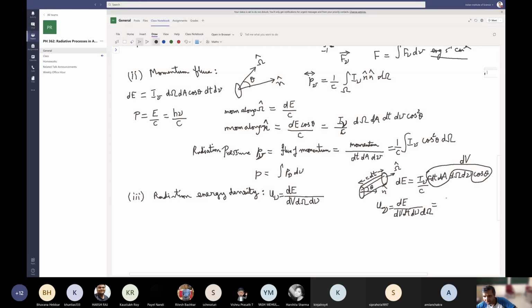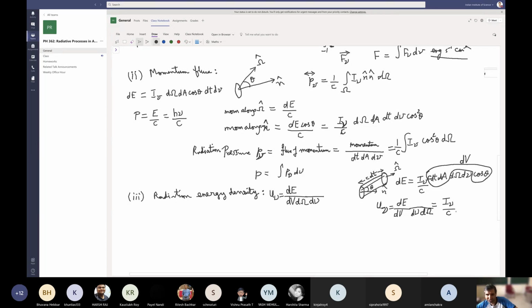And that is given by I nu divided by c, d omega d nu. Oh, sorry, dt is gone, right? dt is absorbed in that, so let me erase that. This dt is not going to be there, because that c dt is part of dV, right? So u nu is equal to I nu by c. So this is the relationship between the energy density of photons traveling in a certain direction and the specific intensity.